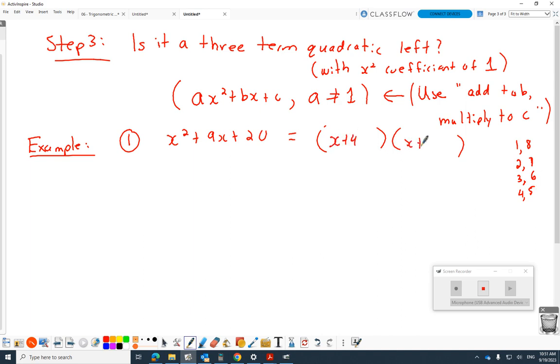Why does it work? I'm going to pause for questions just a second. Why does it work? Let's check out the FOIL. X times x is x squared, and 5x and 4x, and 20. Those two numbers at the end of the brackets have to add up to give the 9, but they have to multiply to give the 20. I saw a hand. What was the question? I ignored it to keep trucking.